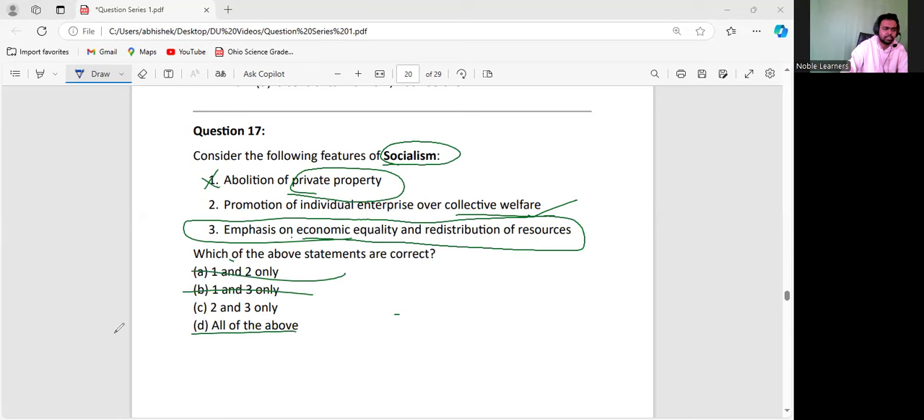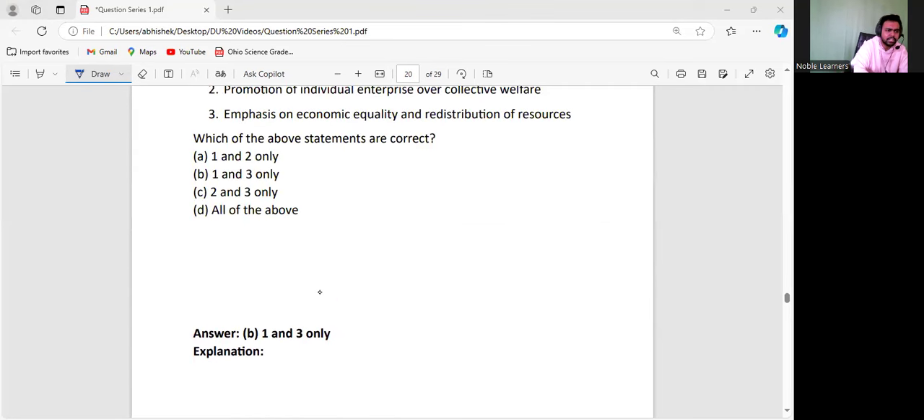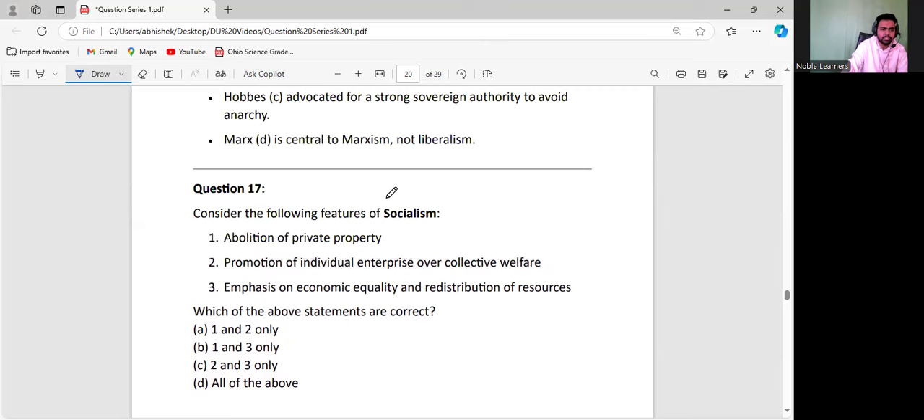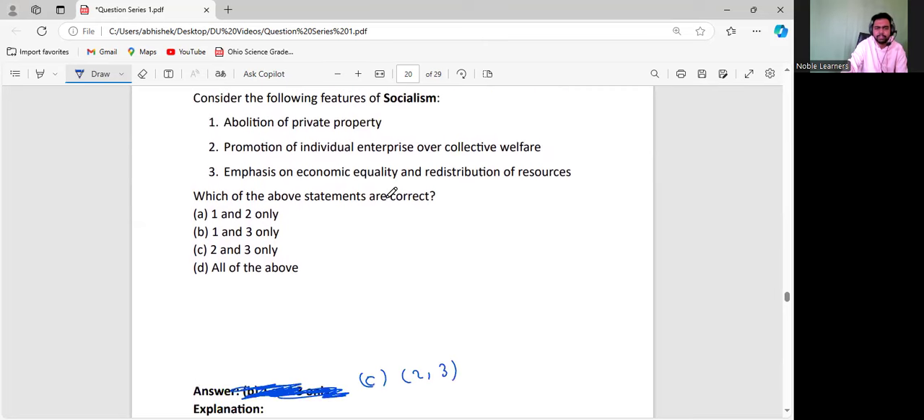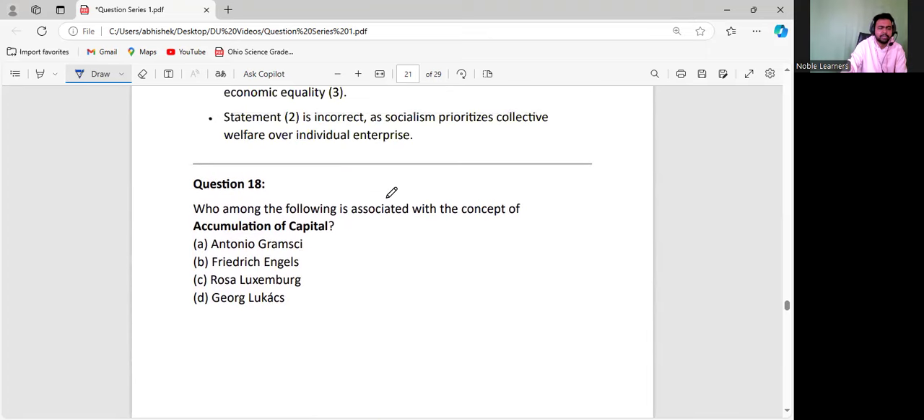About socialism, I hope you get the point. Option C is the correct answer. This wrong answer over here, ignore that. My team must have written that, but believe me, what I'm teaching is not wrong. Trust me. So option C, 2 and 3, would be the correct answer for this, because socialism does not talk about abolition of private property, it talks about the mixed economy. Getting my point? Who gave the concept of accumulation of capital? I told you this concept a while ago. It was Rosa Luxemburg who gave this concept.